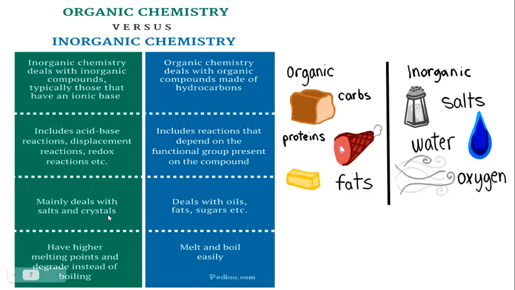Inorganic compounds mainly deal with salts and crystals, whereas organic compounds deal with oils, fats, sugar, lipids, etc. Inorganic compounds have higher melting points and degrade instead of boiling. After melting, they don't go for boiling reactions, rather they degrade. Whereas organic compounds melt as well as boil easily.